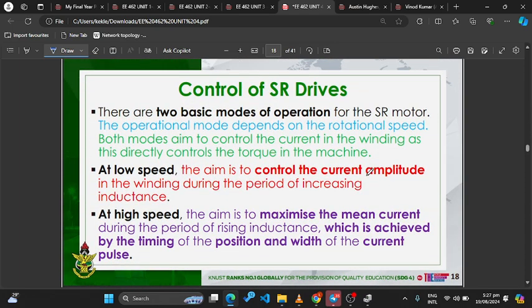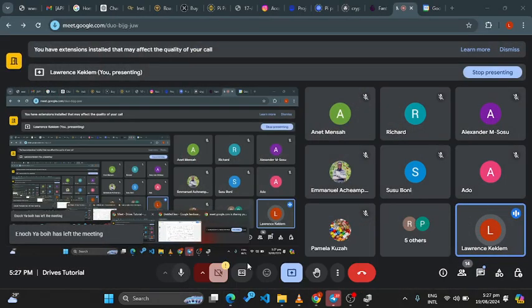Okay, so we said there are two basic modes of operation that we can control. The mode that you use depends on the rotor speed at any point in time. Please, if you have any question, please ask.